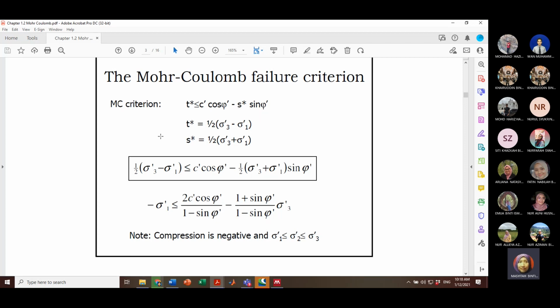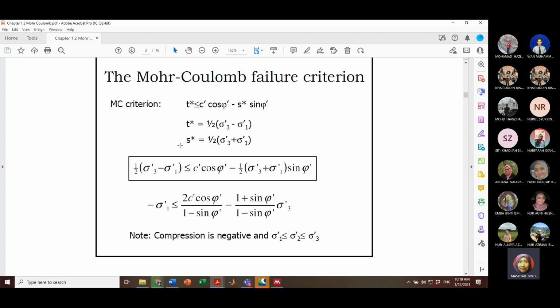So just remember, when we talk about the stress path t and s, it is a line that indicates to you how the stress is influenced, the stress path when it undergoes failure. So you will see the changes from the total stress to the effective stress, whether in undrained or drained conditions. So the behavior can also be related to the Mohr-Coulomb yield criterion.